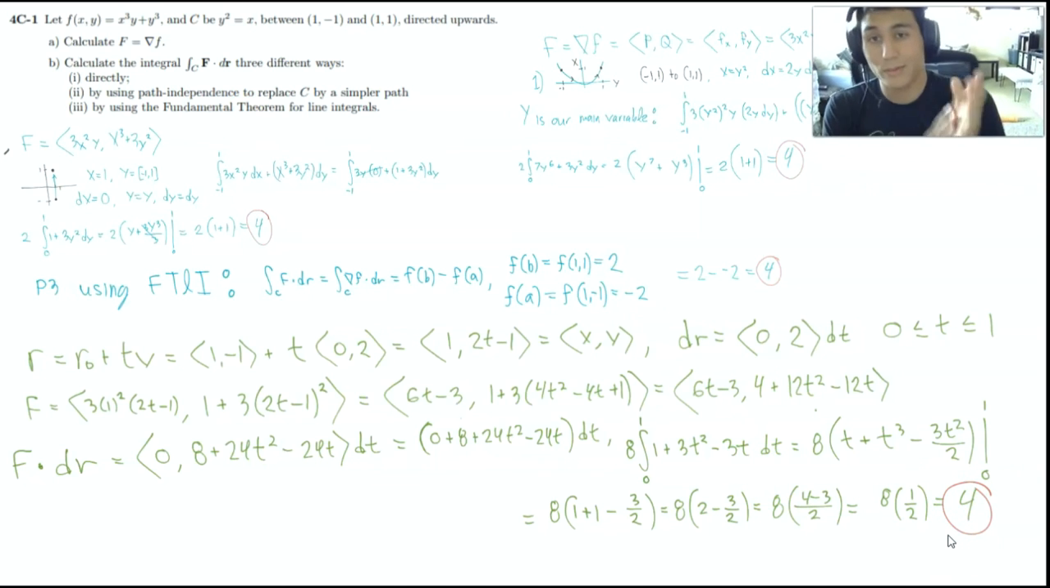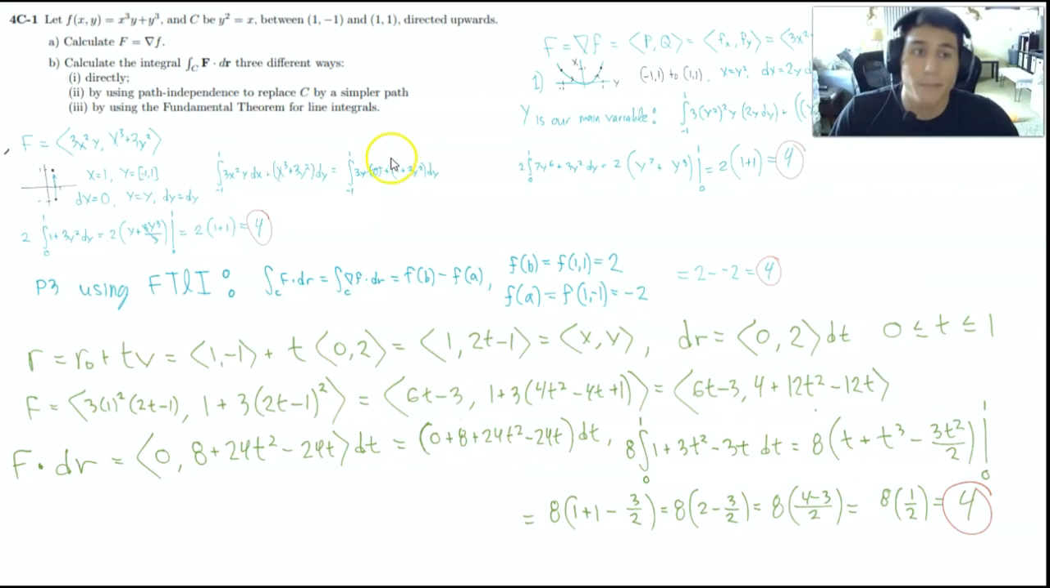We did it 4 different ways, and we got 4. What does that say? It says that the theorems are true. Whoever invented this is a pretty smart person.